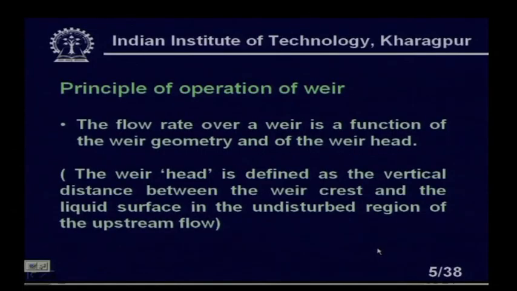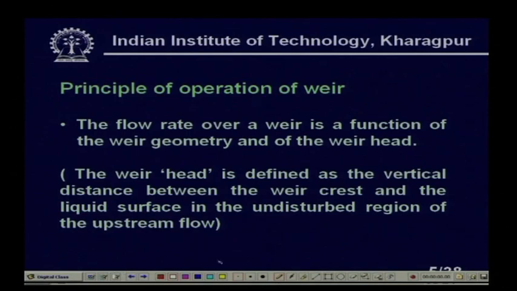Geometry and weir head. What is weir head? The weir head is defined as the vertical distance between the weir crest and the liquid surface in the undisturbed region of the upstream flow. This term we will use repeatedly, the undisturbed region of upstream flow. So, it looks like this, we will see here.